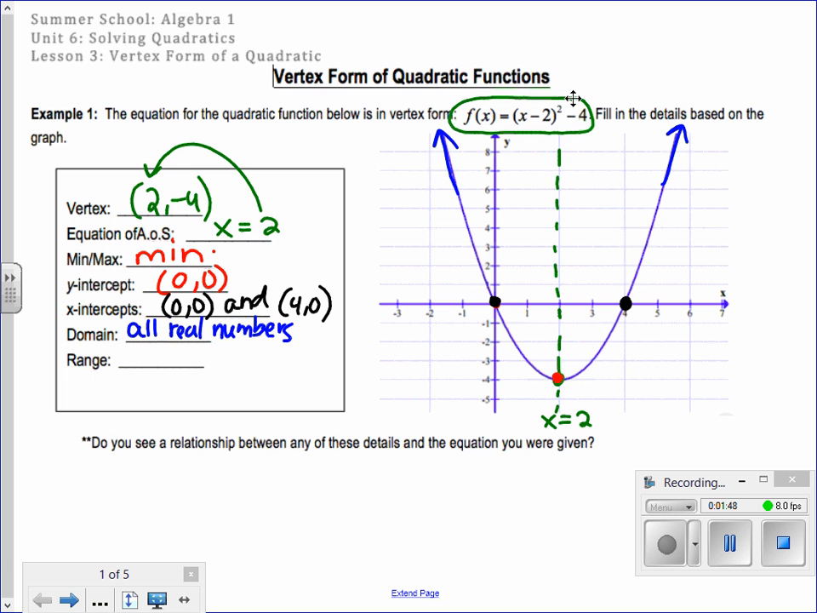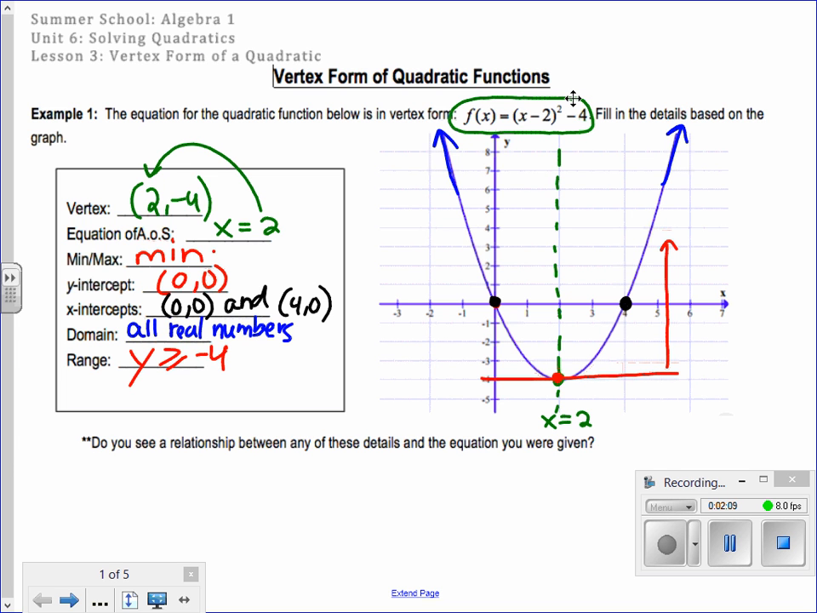Now the range of my graph is the set of y values. So this range always includes a y. My y values are starting at the lowest point here, so -4, and it looks like all the rest of the y values are greater than or equal to -4. So that's the range, the set of y values.